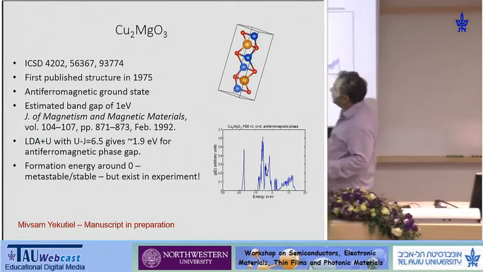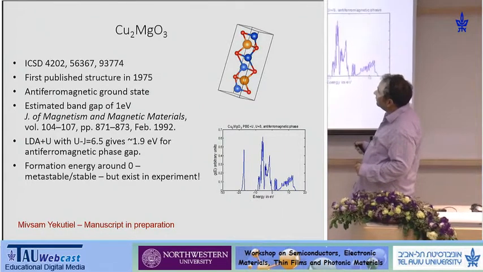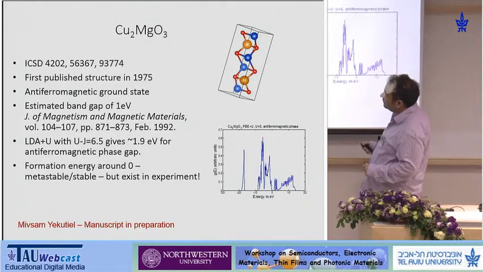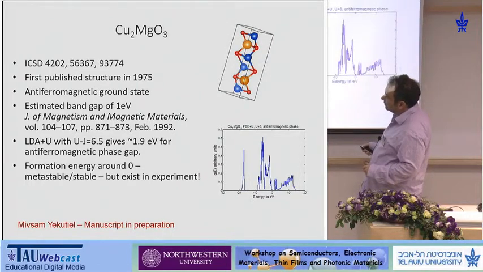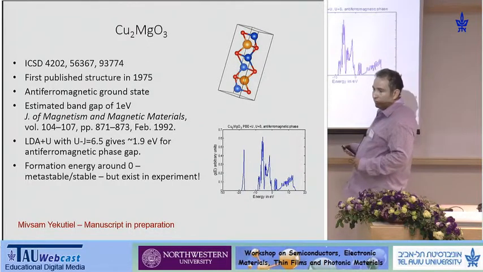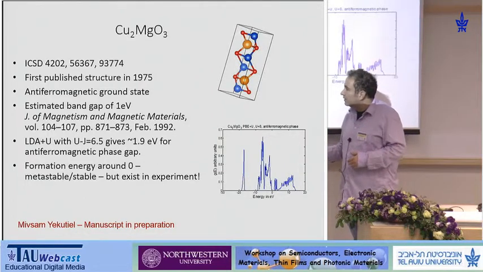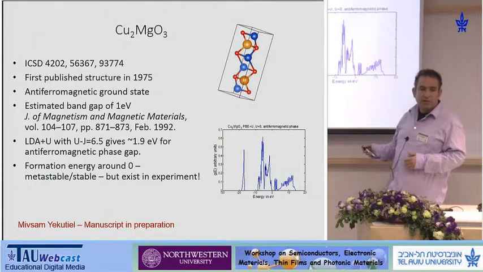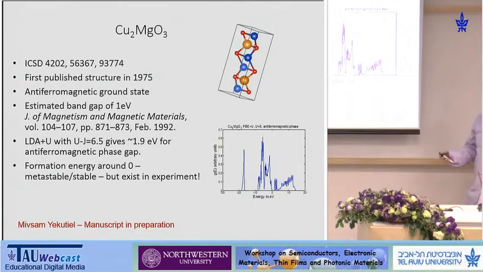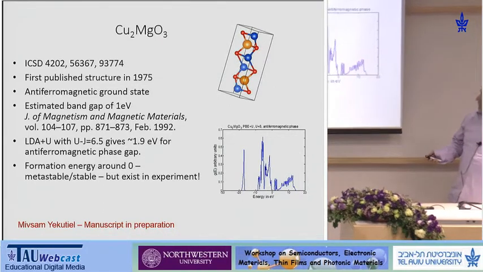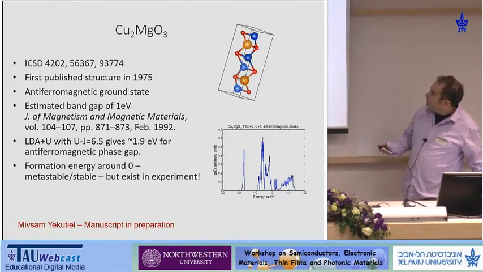Now, when we looked for compounds, we found that such a compound exists and, in fact, was found in the 70s. The band gap the experiment found was 1 eV. We actually found much higher band gaps. And also, when we look in theoretical prediction of formation, we see that it's metastable in the range of tens of milli-electron volts, but still it exists in experiment. And this is now under preparation.